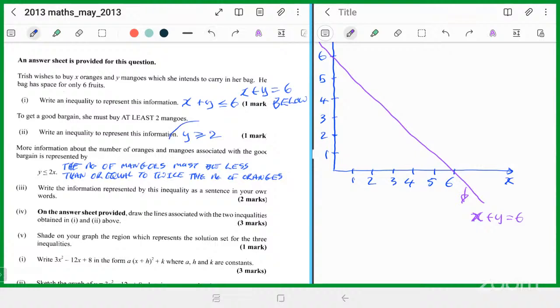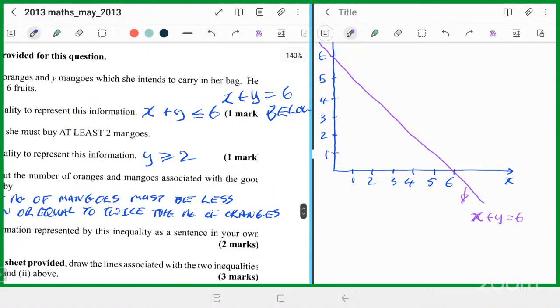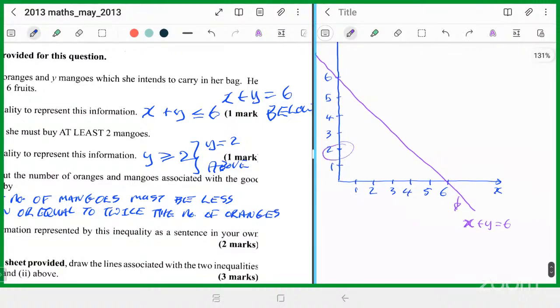Then the next one is the line y equals 2. The line associated with this one is y equals 2. Greater than means above, and we want to go above that line. It's above the line y equals 2. Y equals 2 is a horizontal line passing through 2 here.